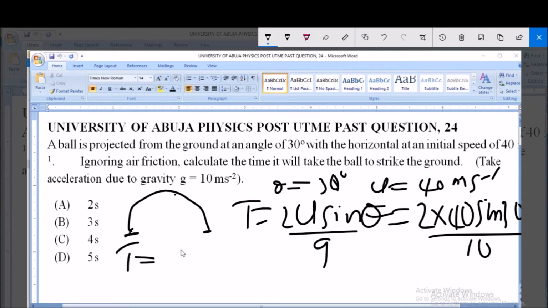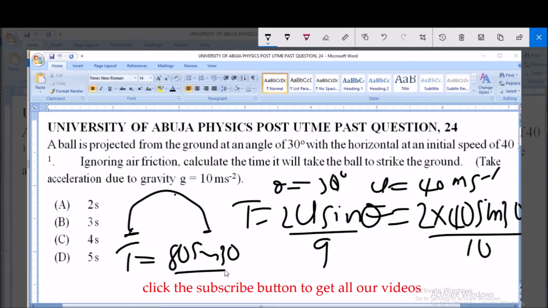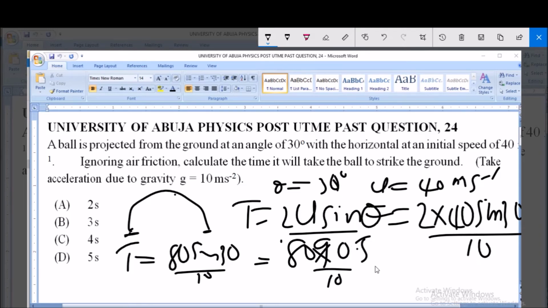2 times 40 gives you 80 sine 30 over 10. Now 80 sine 30 is equal to 80 times sine 30, which is 0.5, divided by 10. 80 times 0.5 gives you 40 over 10. Now t becomes what? 4. 40 divided by 10 gives you 4 seconds.